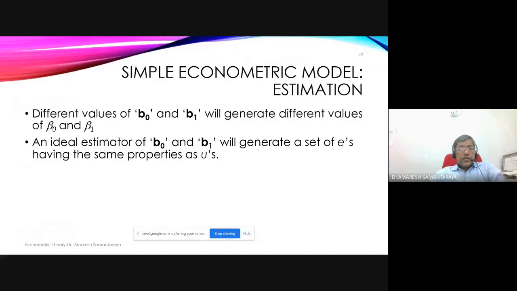Then this is what I told you a little earlier, that different values of B0, B1 will generate different values of beta 0, beta 1. Depending on the values of B0, B1, we'll make conclusions about beta 0 and beta 1. An ideal estimator of beta 1, beta 0 will generate a set of Ei, which are nothing but the U's.